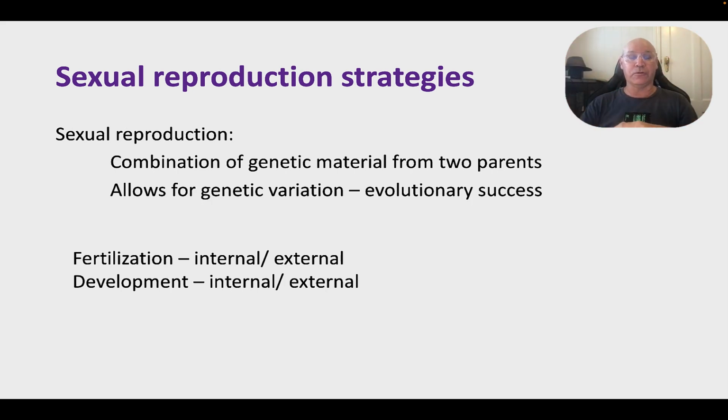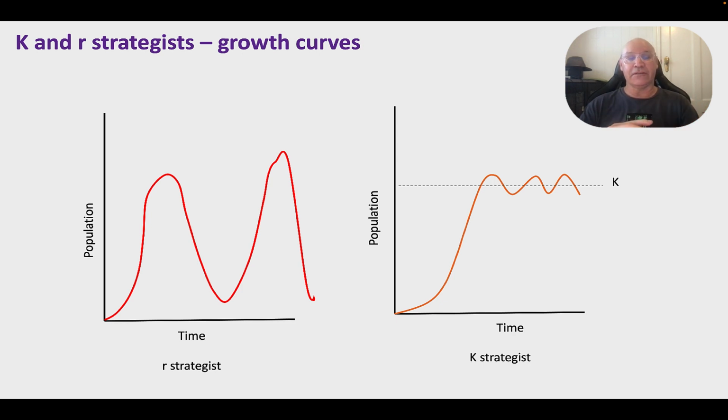external fertilization. And then also in terms of development, whether the offspring develops internally, like a mammal, or externally, like for example with a bird or a reptile, it develops in a shell. So these are all different strategies in which species are able to achieve reproduction. And there's so much variety because species occupy different niches, and they need to exploit those niches to be able to reproduce. So another way we can look at this is by comparing K and R strategists.